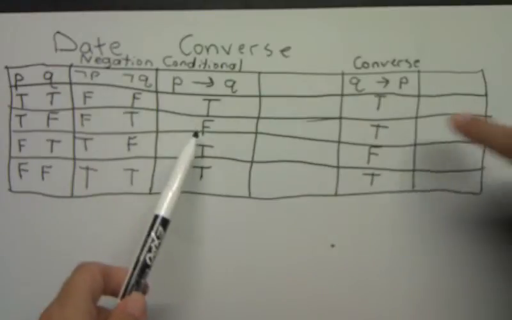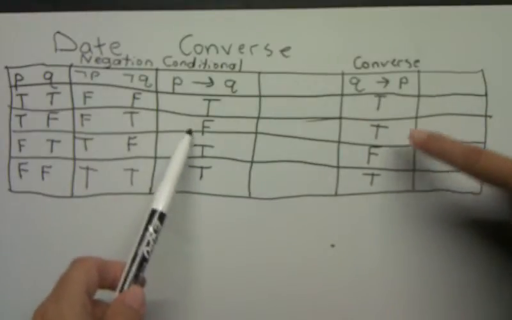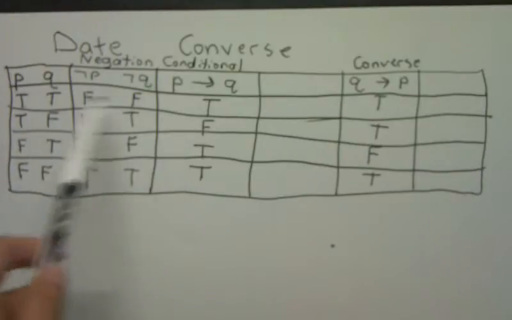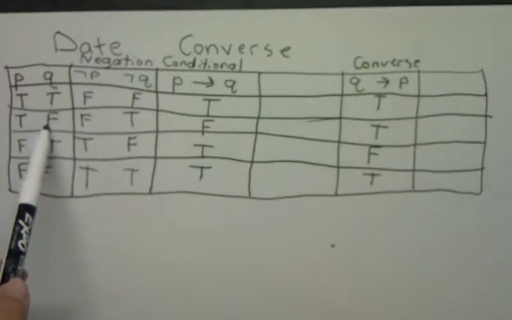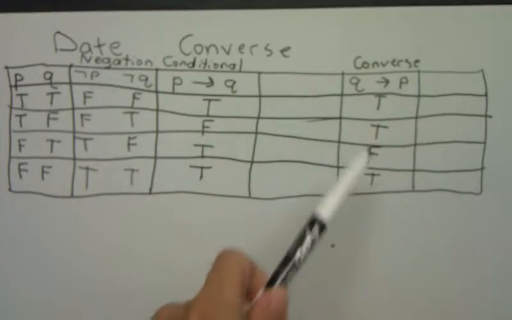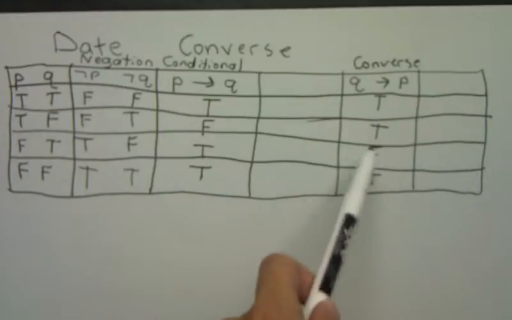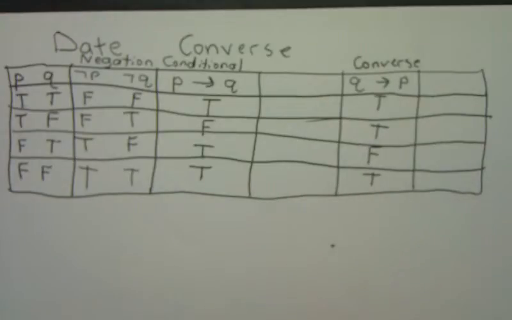So if you compare this with the conditional, the only difference is when they're not the same thing. On the conditional, if they're not the same, whatever Q is is what the conditional is. On the converse, if they're not the same, whatever P is is what the converse is.